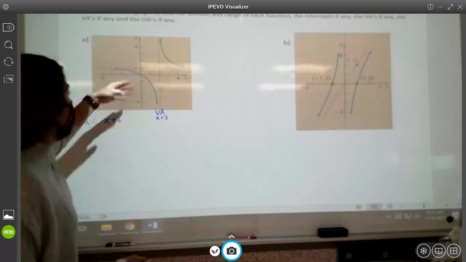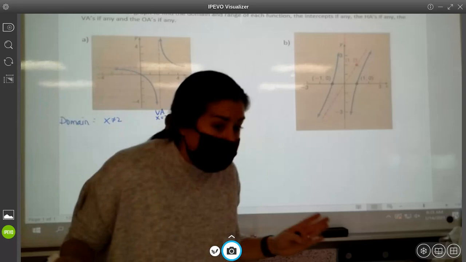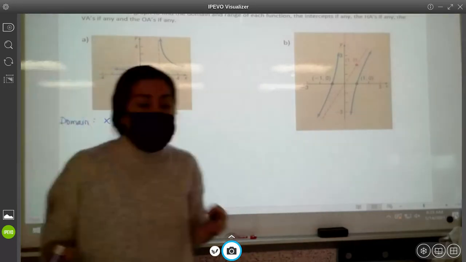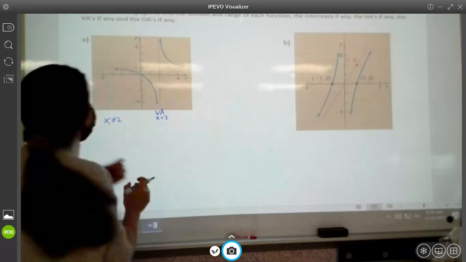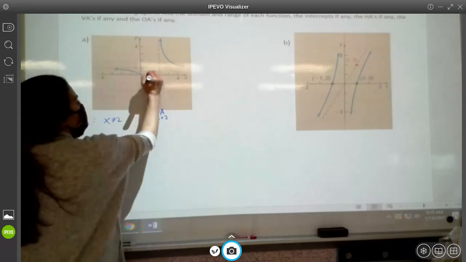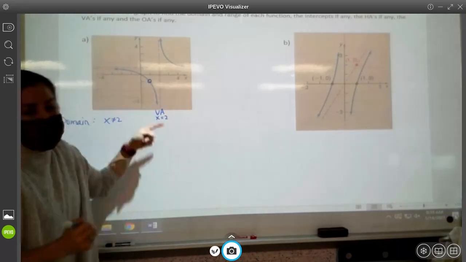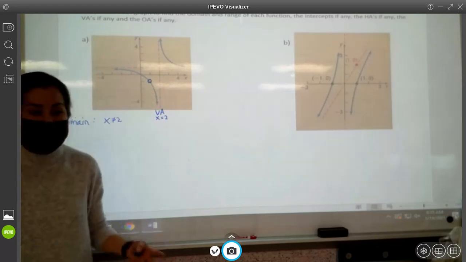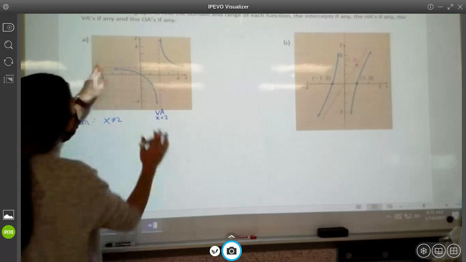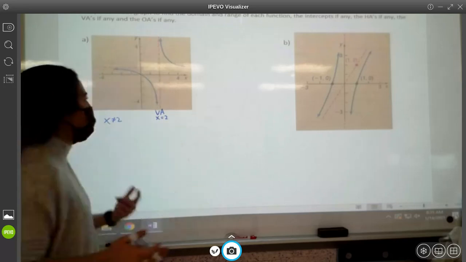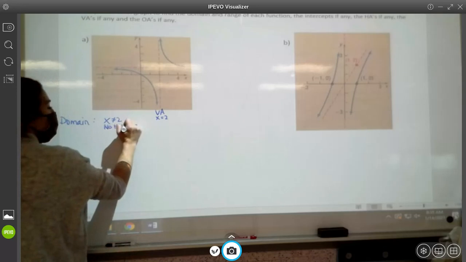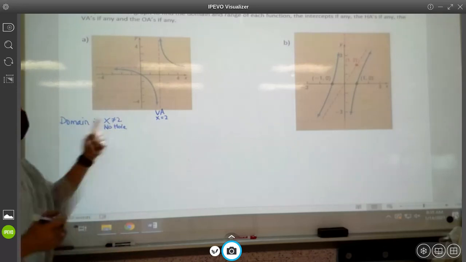Now I'd be looking for any other VAs because there can be more than one vertical asymptote, but I don't see one. And then I'd be looking for a hole. I do not see one. A hole would just be like an open circle that the graph passed through. All right? It's not a VA, but it's a point where the graph can't exist. But I don't see any open circles on any of these curves. So there's no hole. So that means the only bad X value is 2.